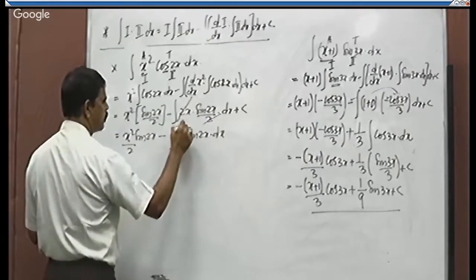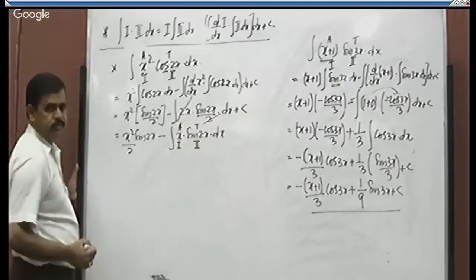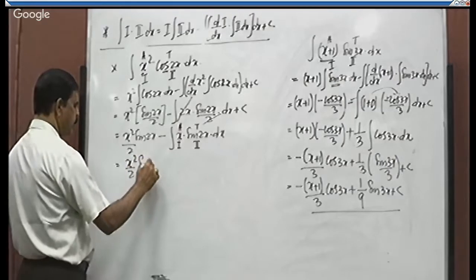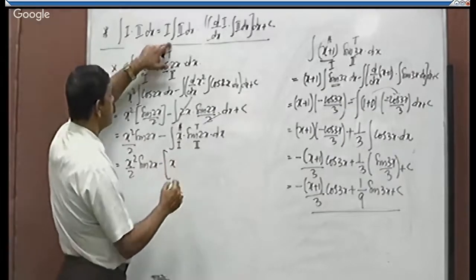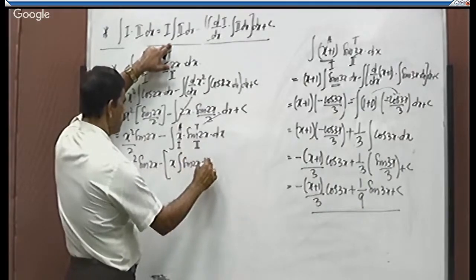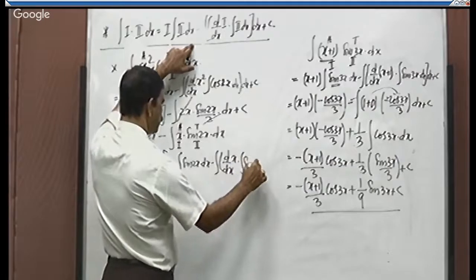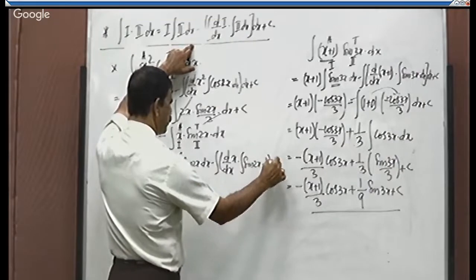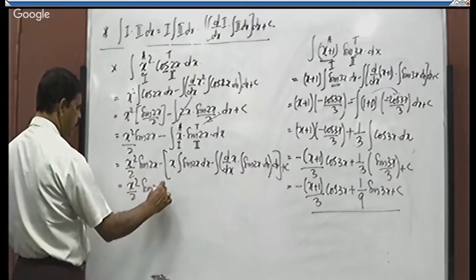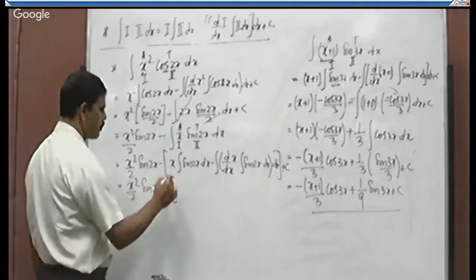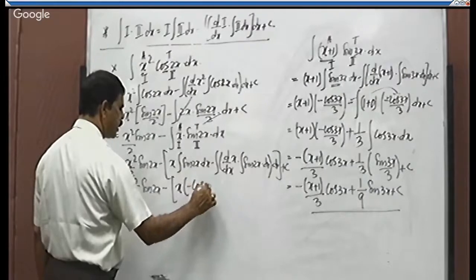Again, select according to ILATE. This is algebraic, this is trigonometric, therefore x becomes first, sin 2x becomes second. That is x square by 2 into sin 2x minus, apply integration by parts again. Okay, first function into integration of second minus integral of d by dx of first function into integration of second function into dx plus c. It is x square by 2 into sin 2x minus, inside the bracket, do the integration by parts. Keep x as it is. Integration of sin is what? Minus cos of 2x divided by 2.